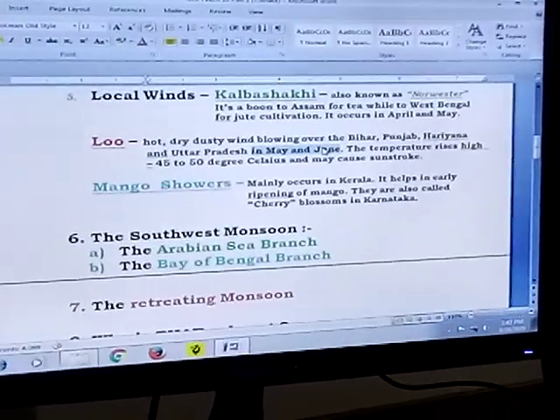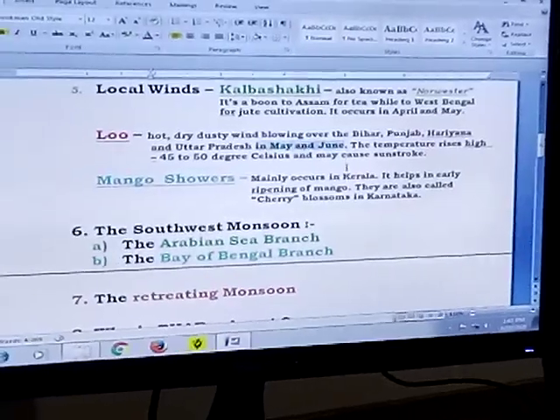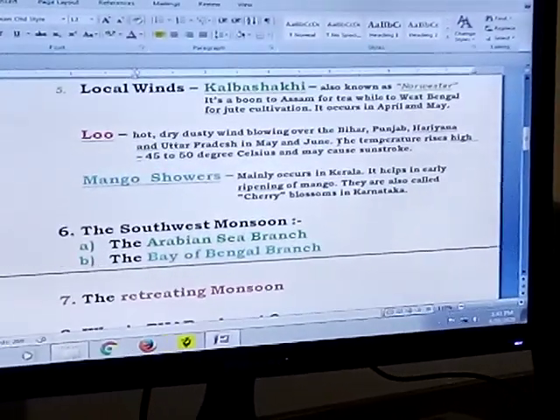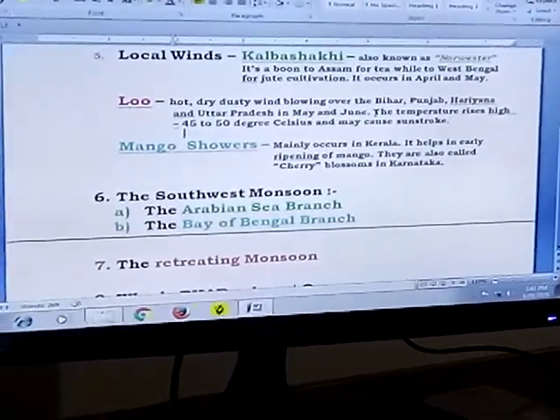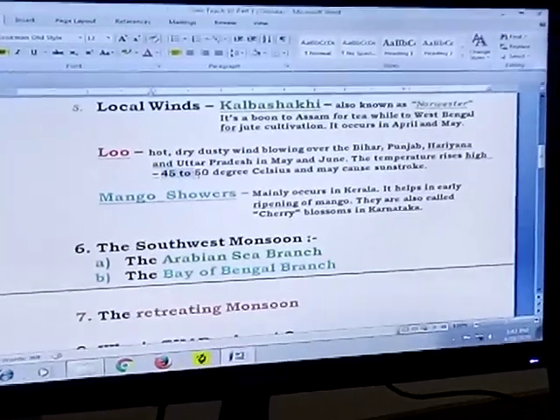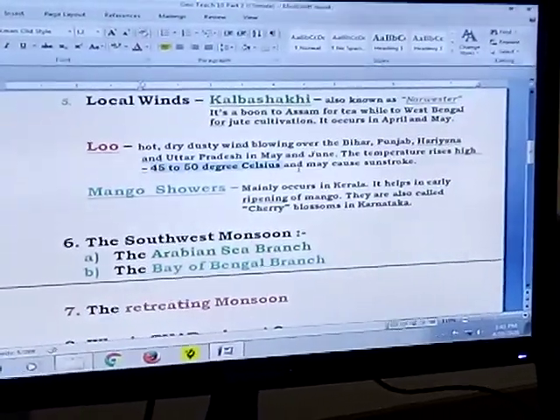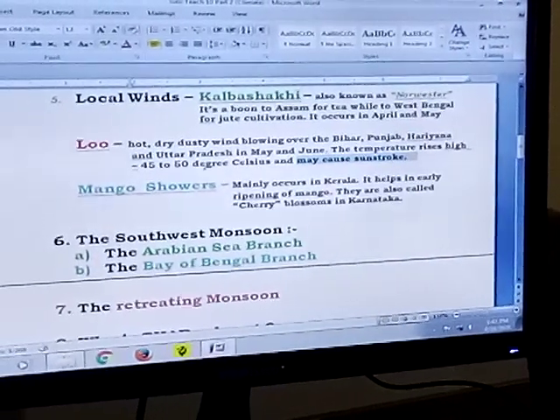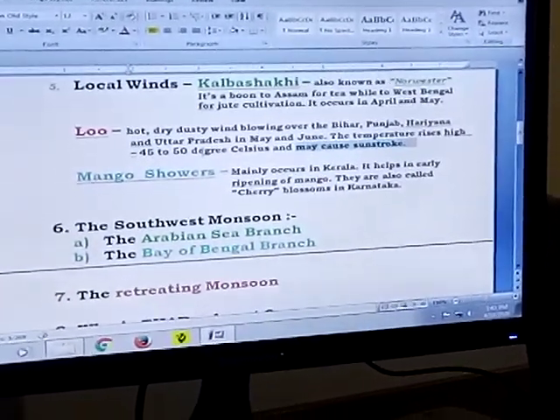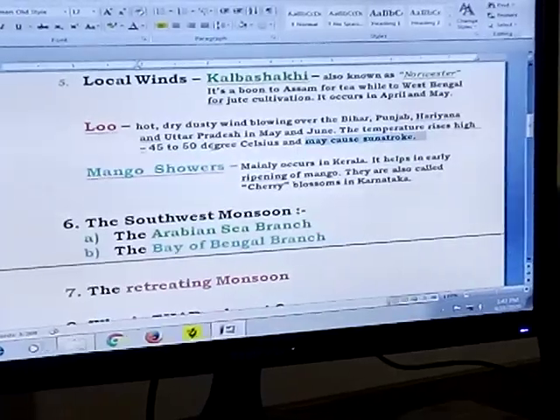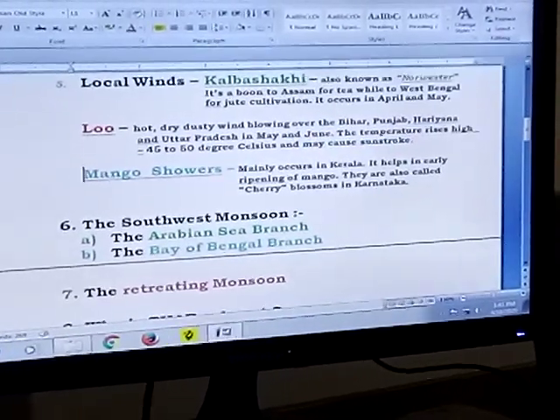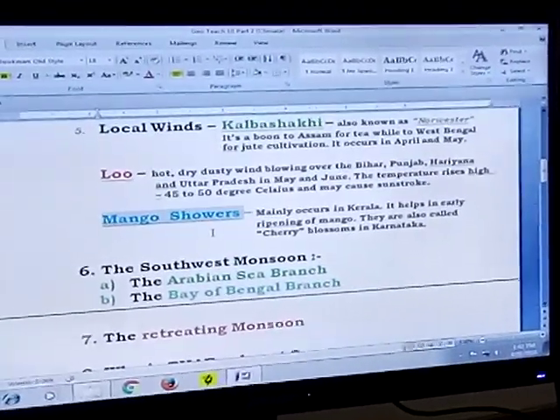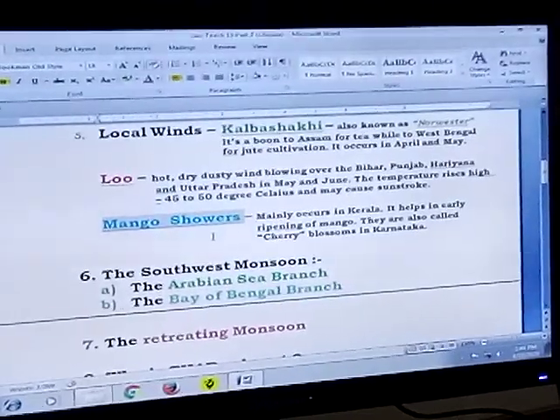Unfortunately, I think in Dhanbad it begins even earlier. The temperature this time rises very high, almost 45 to 50 degrees Celsius, and of course it may cause sunstroke. So it is not a very favorable local wind. There is a very famous one called mango showers. By the way, it's the name of a wind.